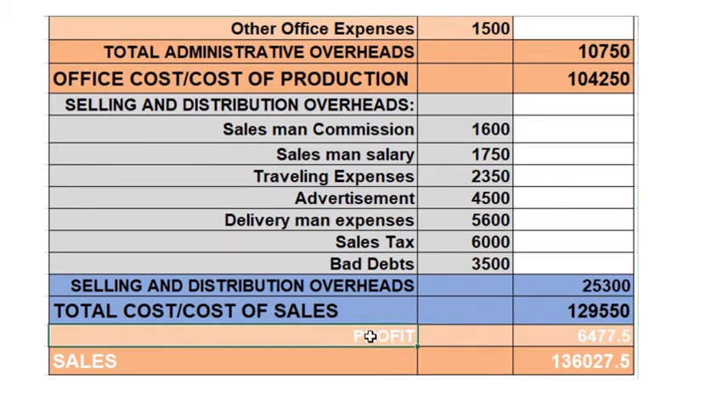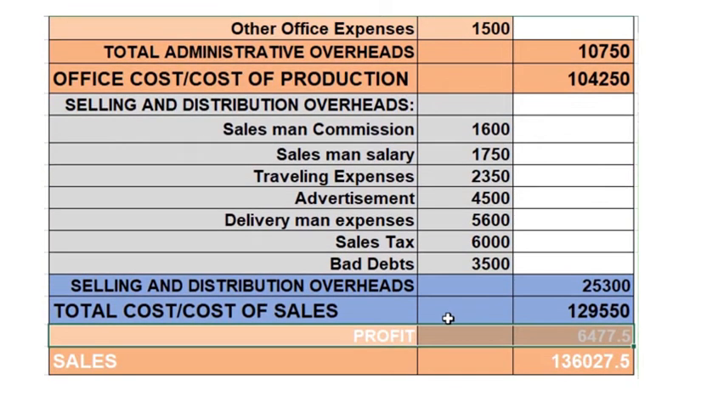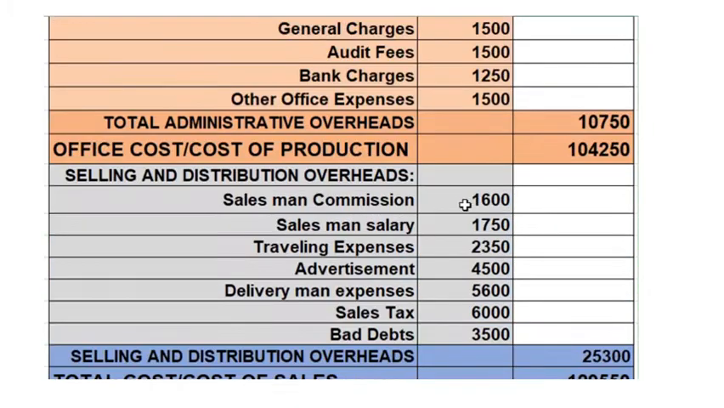Now with this you have to add the profit. Profit is given 5%. So it is directly given as 5%. Sometimes it may be given as percentage of the sales. So then you have to find this sales, or indirectly you have to find the profit. Now it is given directly a percentage, which means 5% of this 1,29,000, you get this value. Yes, it is 5%.